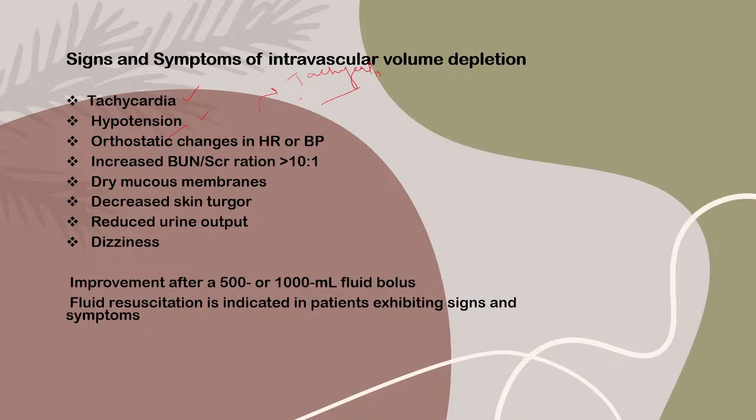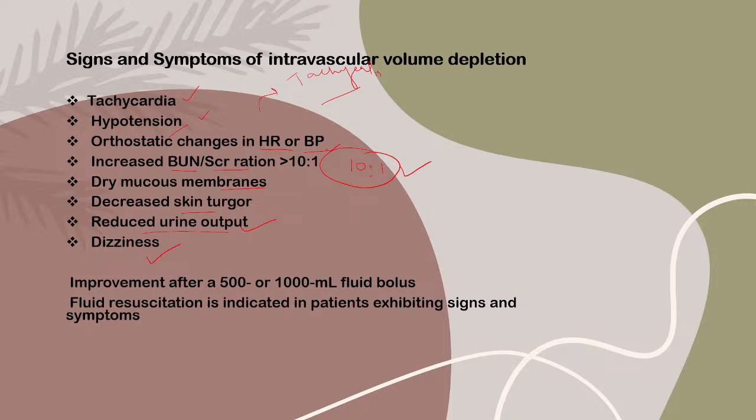Then there would be orthostatic changes in heart rate and BP, and an increased blood urea nitrogen to serum creatinine ratio, that is more than 10 to 1. This is important. The patient will have dehydration, so there would be dry mucous membranes, decreased skin turgor, and reduced urine output as the patient is in shock and all the organs have hypoperfusion. The cerebral perfusion will also reduce, so the patient will have dizziness.